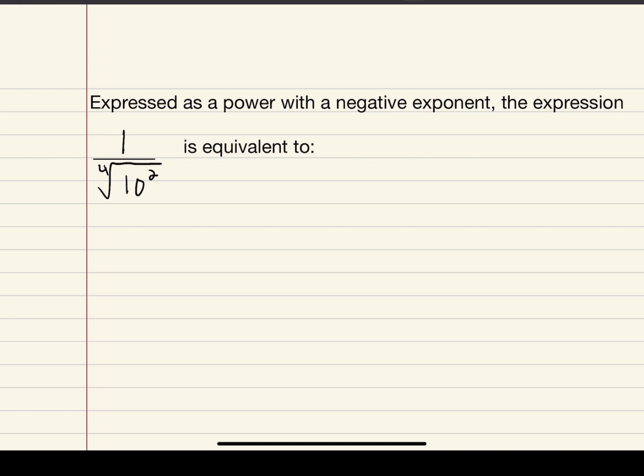Express as a power with a negative exponent. So we want to express our final answer as a negative exponent. The expression 1 over the quartic root of 10 to the 2 is equivalent to. So remember that if I have x to the -n, that is going to be equal to 1 over x to the n. So what I'm going to do is, first, let's convert this to a rational exponent.